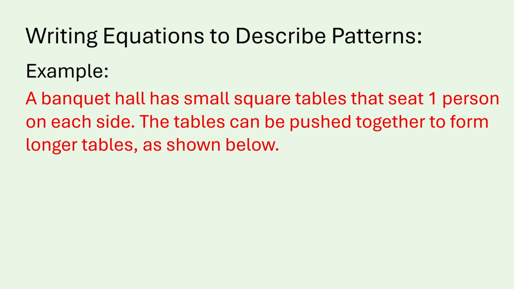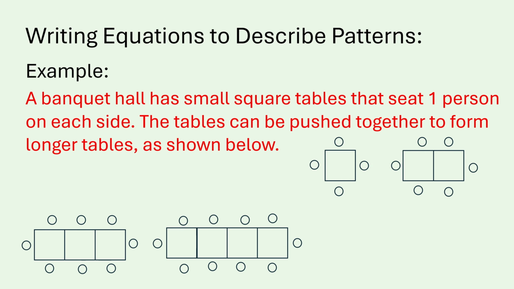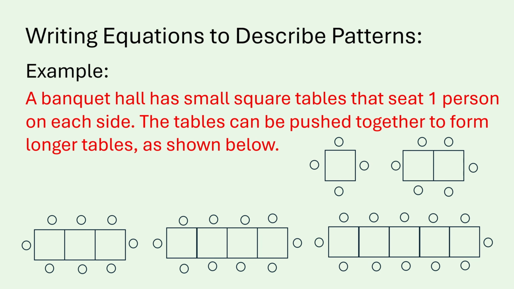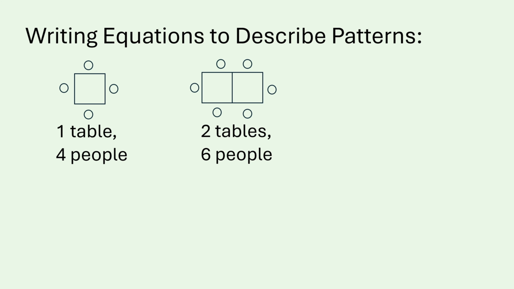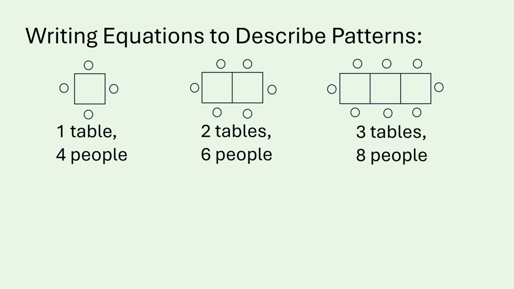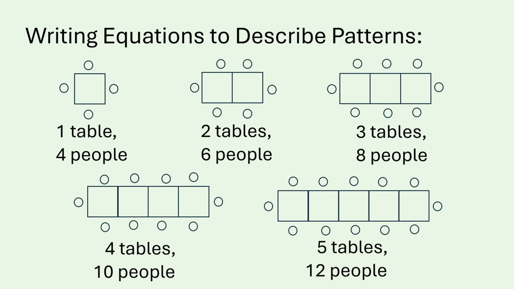Next example. A banquet hall has small square tables that sit one person on each side. The tables can be pushed together to form longer tables as shown below. 1 table, 2 tables, 3 tables, 4 tables, 5 tables. For 1 table, 4 people can sit. For 2 tables, 6 people can sit. For 3 tables, 8 people. For 4 tables, 10 people. And for 5 tables, 12 people can sit.